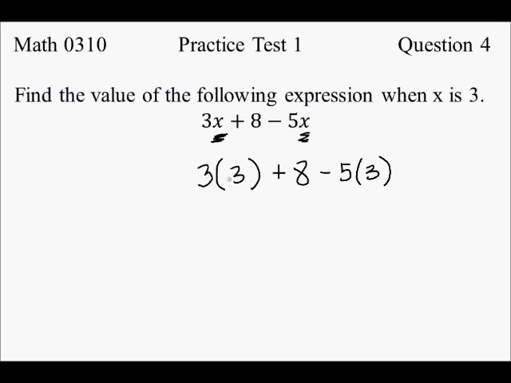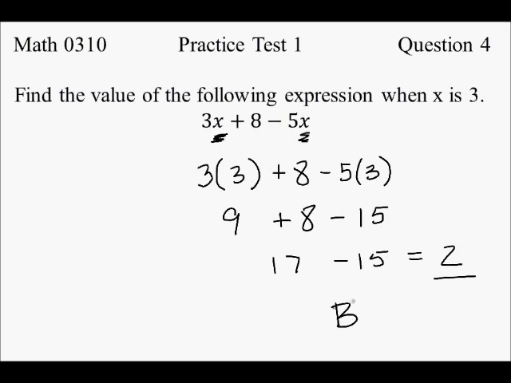So now let's simplify. Here we have some multiplication. 3 times 3 would give us 9. Keep our plus 8. And then minus 5 times 3 is 15. So let's simplify one at a time. 9 plus 8 would give us 17 minus 15. And then 17 minus 15 is going to give us 2. So for an answer of 2, that gives us B as the correct answer here.